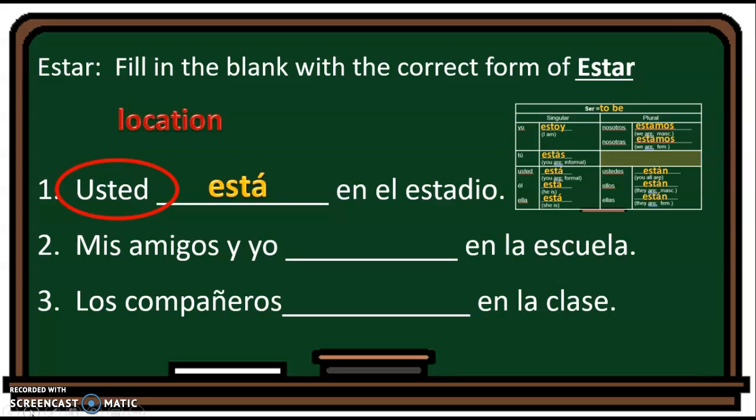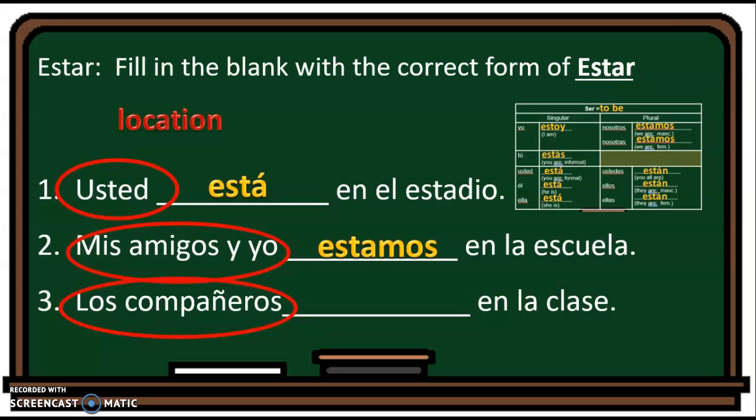En el estadio. Número 2, mis amigos y yo, that's a plural subject. It has yo in it, so it moves from the singular side over to the nosotros side, which is plural. So you're going to use estamos. Mis amigos y yo estamos en la escuela. Los compañeros, also a plural subject, does not include yo, so it's going to be están. Los compañeros están en la clase.